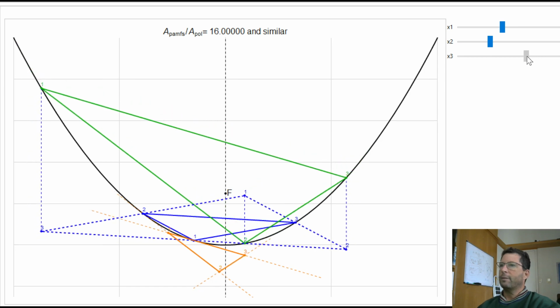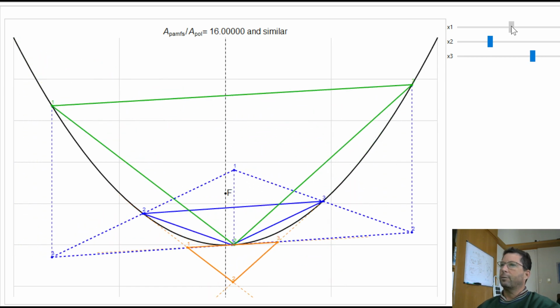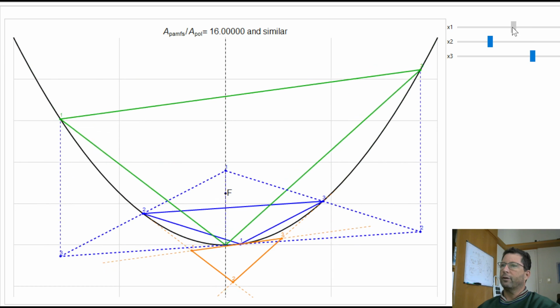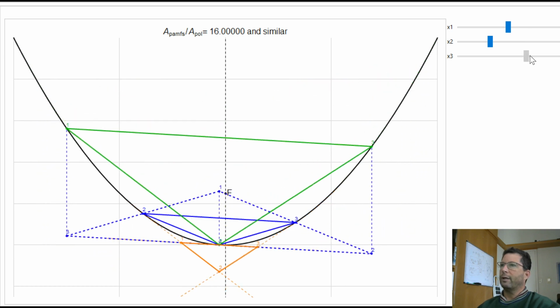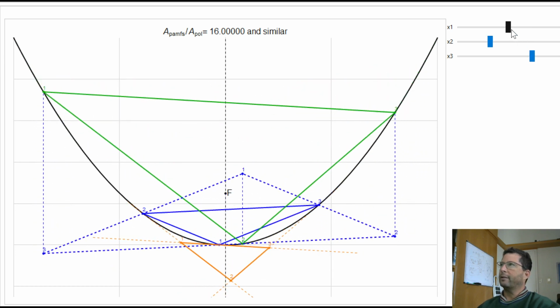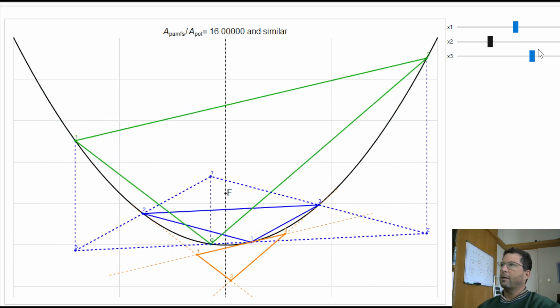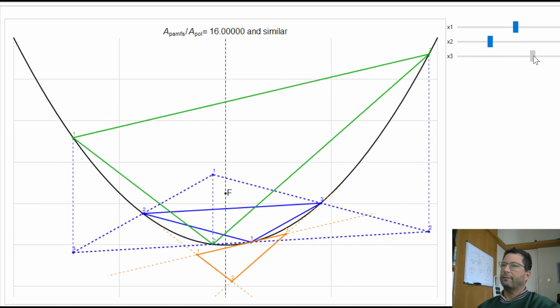So I just wanted to submit this as a note to Professor Pamfilos' beautiful construction, and I thought this was a cool way to generate a homothetic copy of the polar triangle.